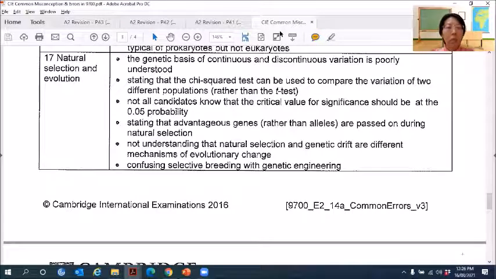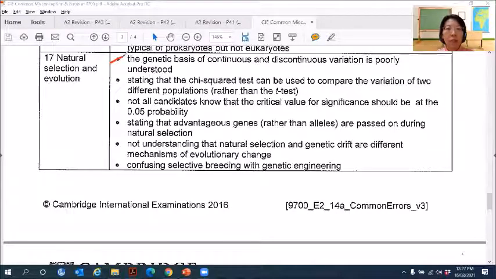So first, we want to look at the common mistakes among the students in the exam that have been identified by the examiners when they mark the papers. So you want to pay attention to this so that you are aware of the common mistakes and you will not repeat the mistakes in the exam, okay?